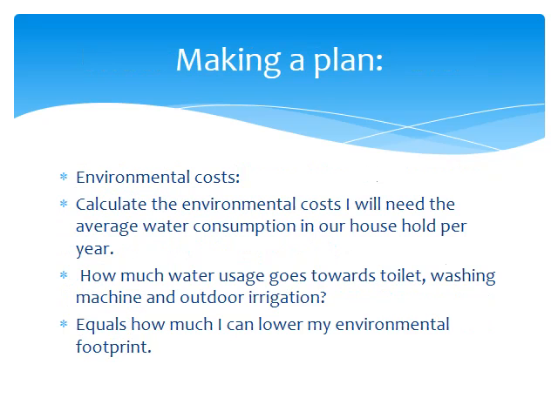When considering the environmental costs, we need to calculate the average water consumption in our household per year. From here, we need to know how much water goes towards the toilet, washing machine and outdoor irrigation. And this will equal how much I can lower my environmental footprint.